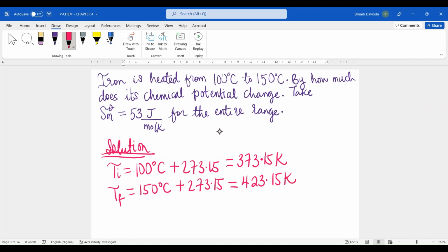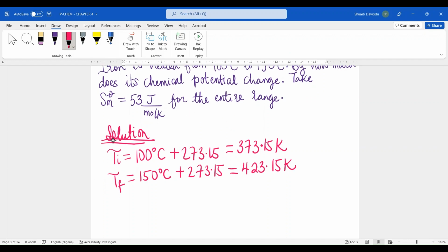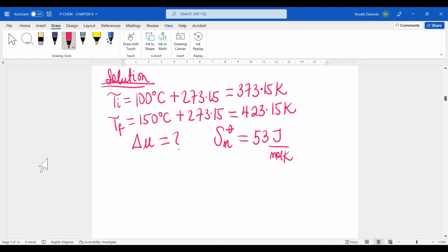Then we were told by how much does its chemical potential change. So what this is asking us is what is the change in chemical potential for this particular process where iron is heated from 100 degrees Celsius to 150 degrees Celsius. So we're supposed to find the change in chemical potential. Then we're told the standard molar entropy is 53 joule per mole Kelvin for the entire range, so of course, the entire range for temperature.